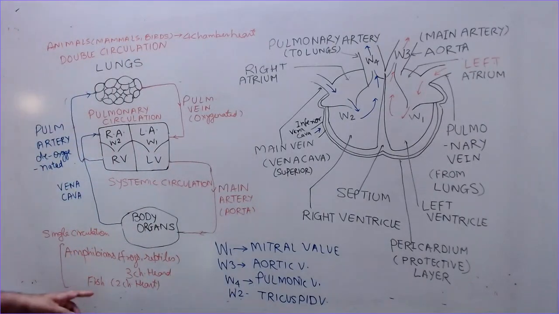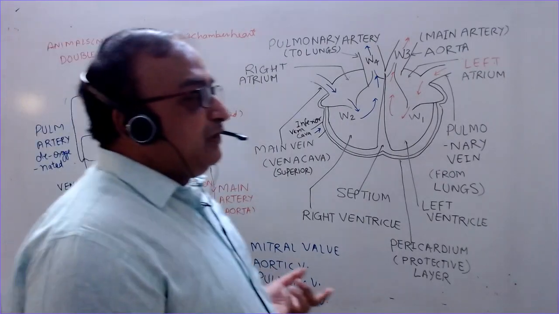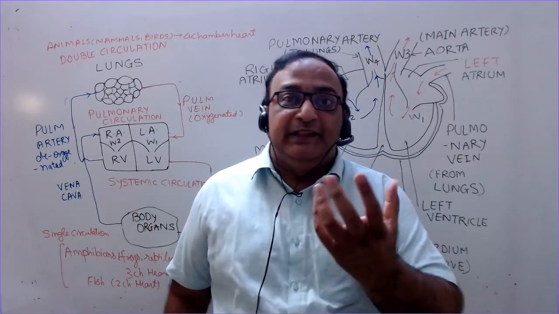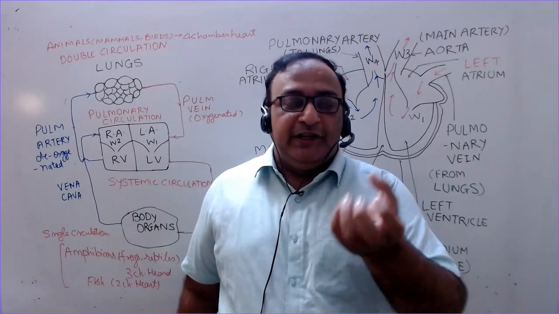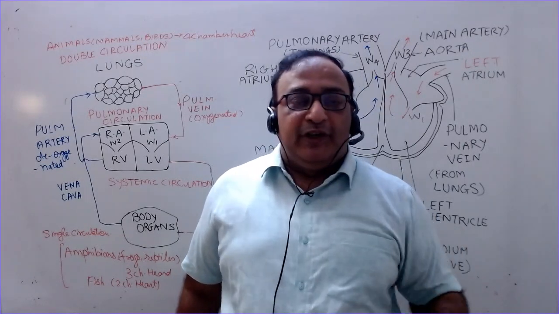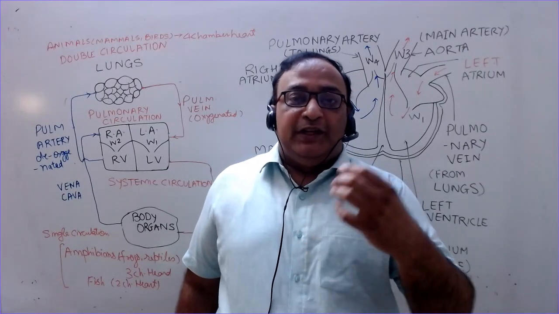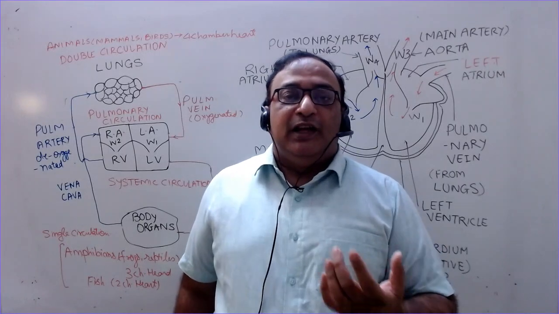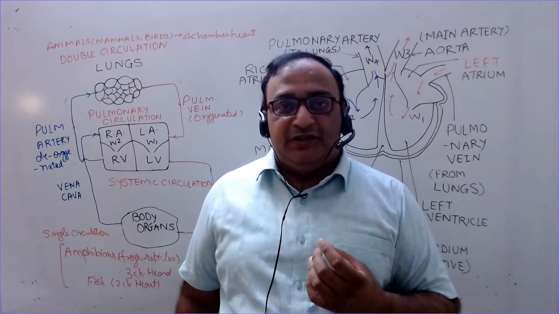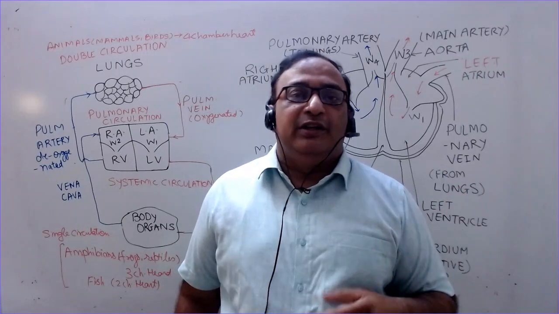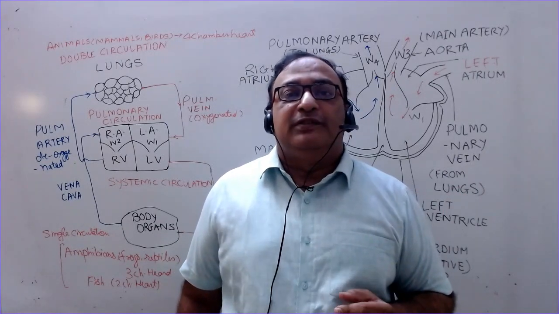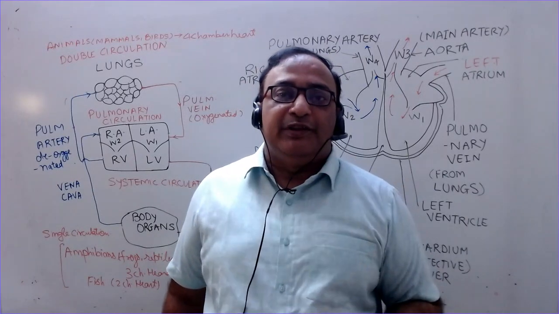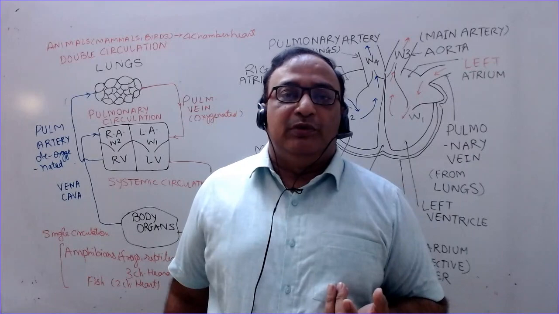On the other hand, fish have only a 2-chambered heart, 1 atrium and 1 ventricle. The reason behind this is that fish do not have lungs, they have gills. They take in the water where they live, and the blood is pumped directly from the heart to the gills, and there the blood absorbs the oxygen and circulates to the entire body. So there is only single circulation. That's why they have only 2 chambers in their heart.